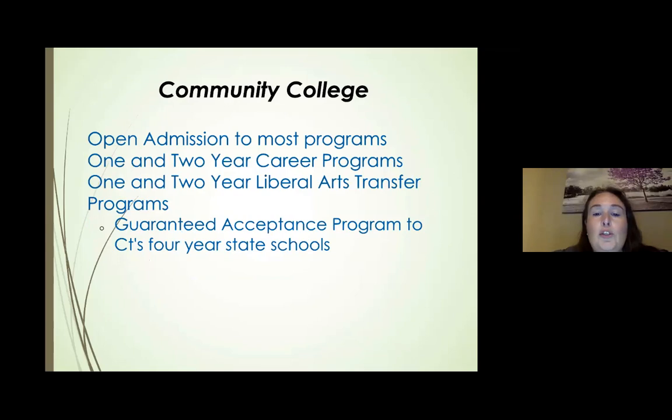Another thing is that community colleges have open admission to most programs. They do have 1 or 2 year career programs as well, and 1 or 2 year liberal arts transfer programs available at their schools. If you want to start community college to begin and then have the option to transfer, we do have a program called the Guaranteed Acceptance Program to Connecticut's 4-year state schools. So after completion of 2 years at the community college, if you have a 3.0 GPA, you can automatically transfer to CCSU or Southern Connecticut or Eastern Connecticut or Western Connecticut. And there is a flawless, seamless transfer process.